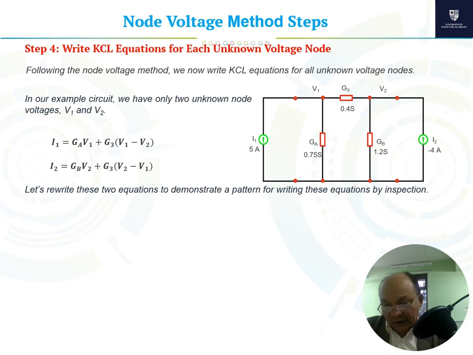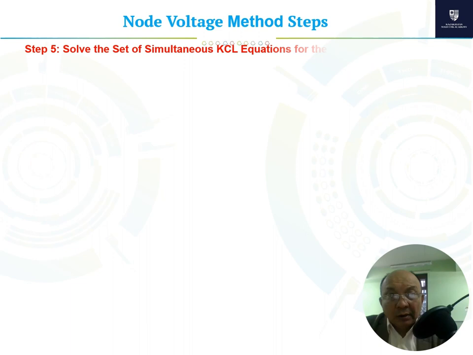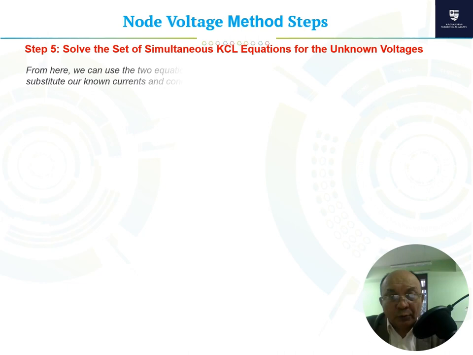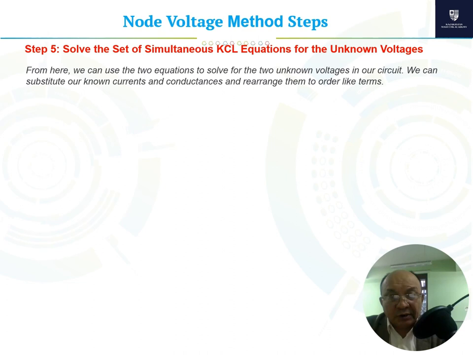So now let's rewrite these two equations to demonstrate the pattern. I1 equals (GA plus G3) times V1 minus G3 times V2. And for I2 we can write the same: (GB plus G3) times V2 minus G3 times V1. Now we can solve the set of simultaneous KCL equations for the unknown voltages. From here we use the two equations to solve for the two unknown voltages in our circuit. So we substitute our known currents and conductances and rearrange to order like terms.